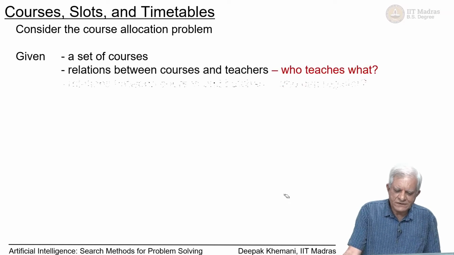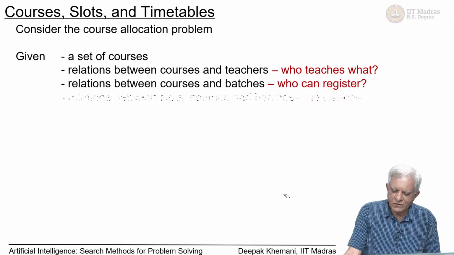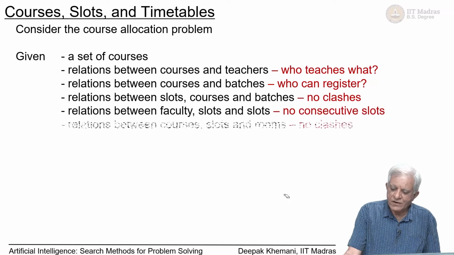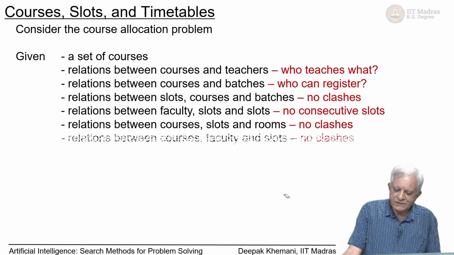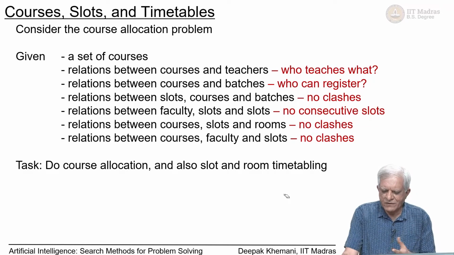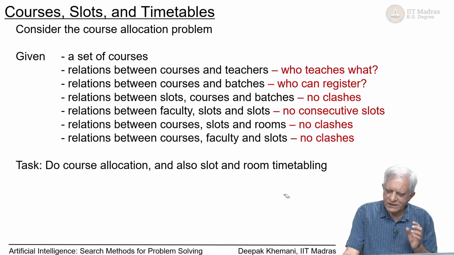Given a set of courses, we have relations between courses and teachers, who teaches what, relation between courses and batches, who can register for the course, between slots, courses and batches, so that there are no clashes between faculty, slots and slots, so there are no consecutive slots, for example, or courses, slots and rooms, so that there are no clashes. So, basically you have to assign courses to faculty, or you have to assign rooms to courses, and you have to say who can register for the course and everything, so that there is no clash essentially.